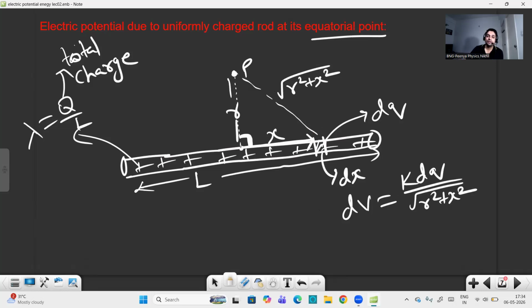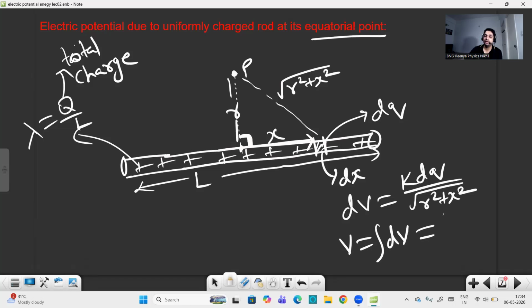x is changing. The reference point is the center of the rod. Right side is positive, left side will be negative. So it is in the center, that's why the limit is minus L by 2 to plus L by 2. So to find the total potential, we will integrate dV.